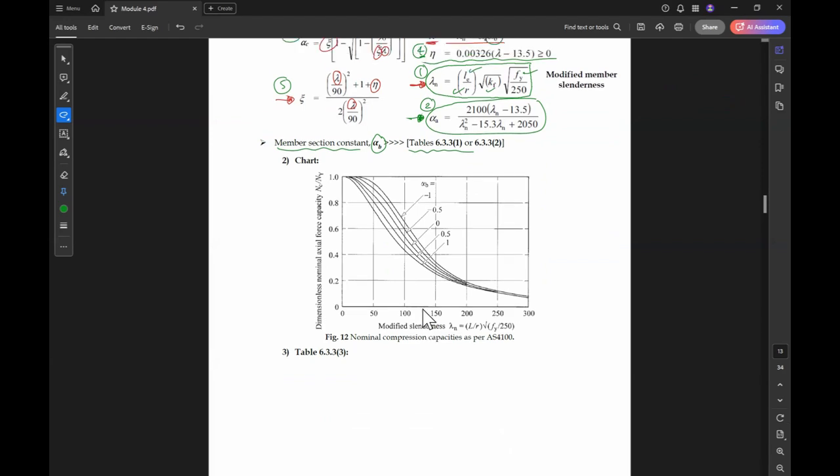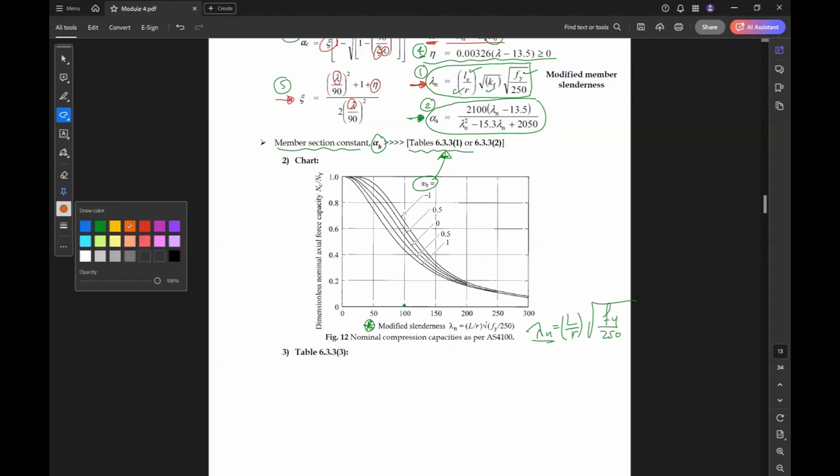So here for this chart, we have on the horizontal axis the modified slenderness lambda n. We still need to find lambda n equal to L over R root F yield over 250. And then from the table, you can find alpha b, one of these values. So using lambda n and alpha b, for example, if we have lambda n equal to 100, just an example, and then you have alpha b equal to, in the middle here, 0, for example.